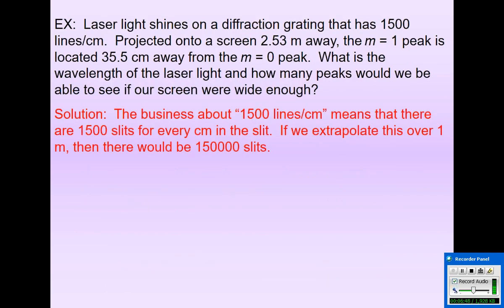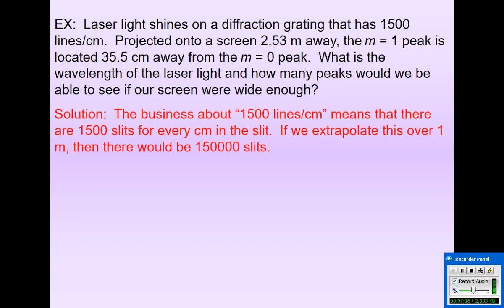Let's take a look at this example on the screen. We have a diffraction grating, and it's described as having 1,500 lines per centimeter. The pattern is projected onto a screen that's 2.53 meters away, and we're told that the m equals 1 peak is at 35.5 centimeters away from the m equals 0 peak, presumably measured along the screen. The question is, what is the wavelength of the light? And a follow-up question: how many peaks could we see if our screen were wide enough?